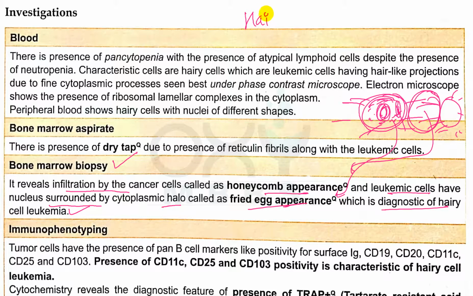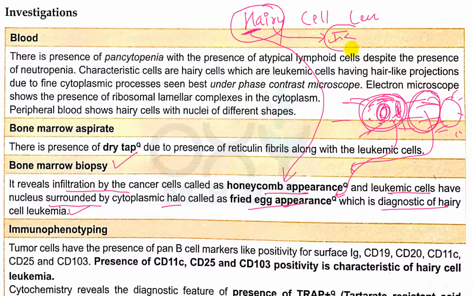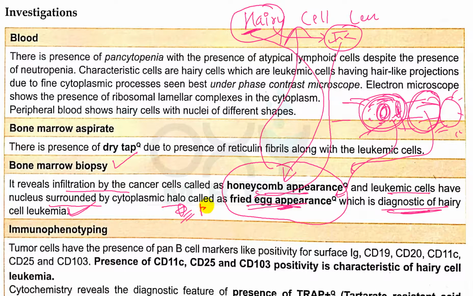So in hairy cell leukemia, this H in hairy will remind you that it is related to honeycomb appearance, and in Hindi hair is called fur. Hair is called fur in Hindi. So from this fur you can derive this word fried egg appearance. So honeycomb appearance and the fried egg appearance is seen in hairy cell leukemia, and this is the diagnostic of hairy cell leukemia, and this is a very important MCQ.